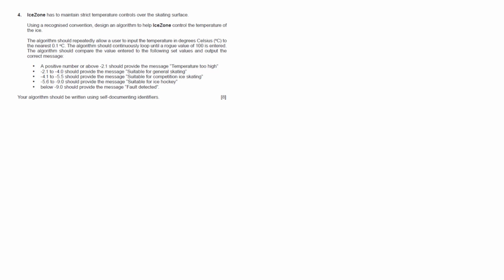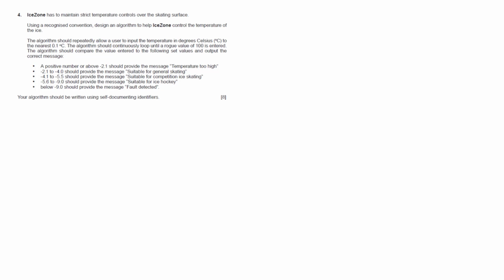And then we've got a series of conditions. A positive number or above minus 2.1 should provide the message "temperature too high". Minus 2.1 to minus 4.0 should provide the message "suitable for general skating". Minus 4.1 to minus 5.5 should provide the message "suitable for competition ice skating". Minus 5.6 to minus 9 should provide the message "suitable for ice hockey", and then below minus 9.0 should provide the message "fault detected". Your algorithm should be written using self-documenting identifiers.